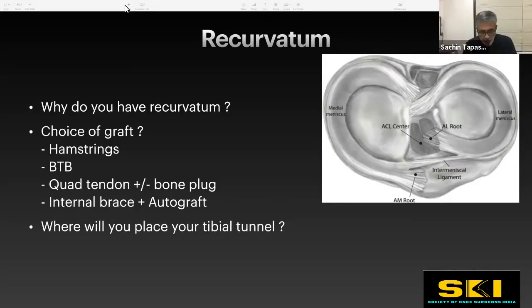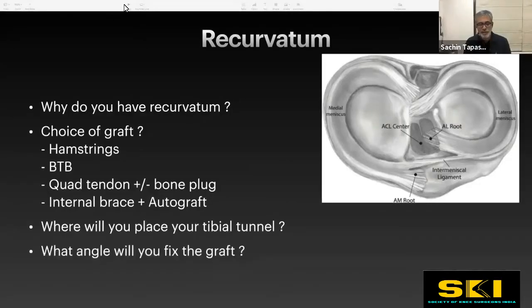Okay. So Vikas, what angle will you tension the tibial side? You've passed your hamstring graft, and at what angle of knee flexion will you tension the tibial side now? Okay, so am I audible? Yes, you're audible. So you have to essentially tell us two things. At what angle of knee flexion are you going to tighten or fix the tibial end? And since you said that you're going to be using an internal brace, at what knee flexion angle are you going to be fixing your internal brace as well?